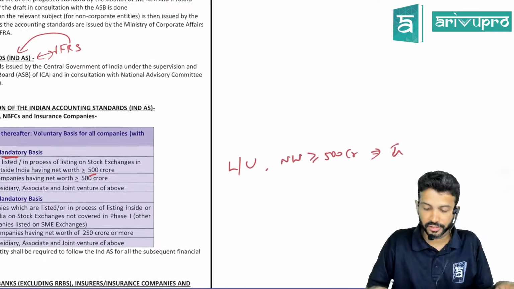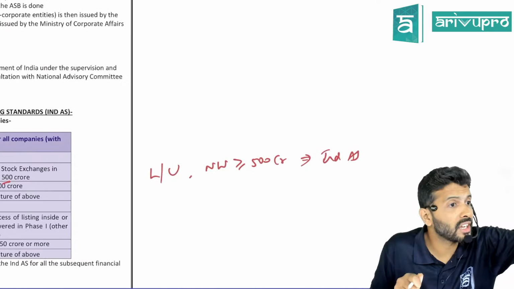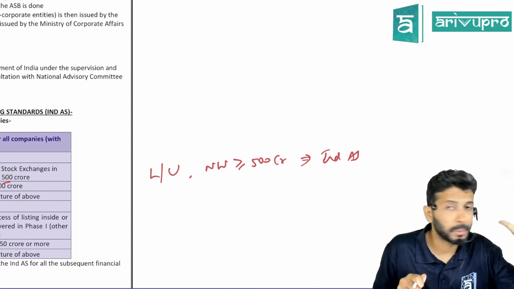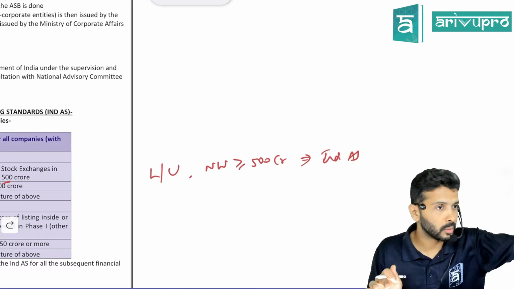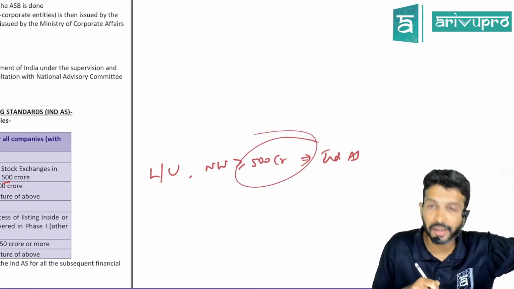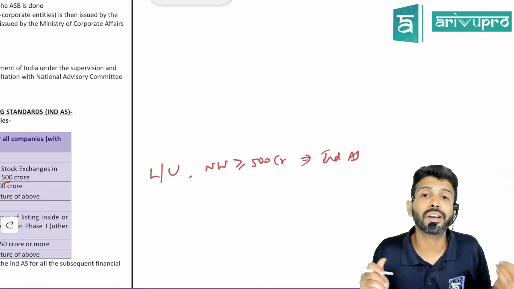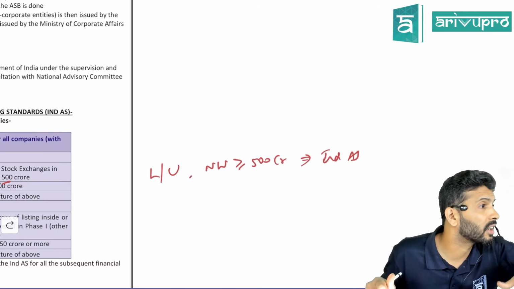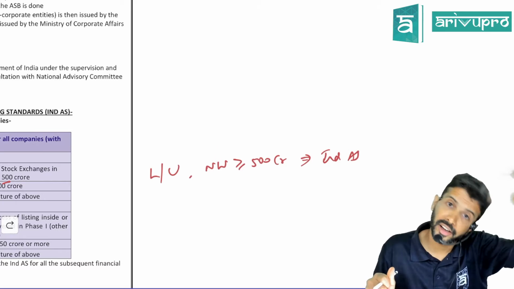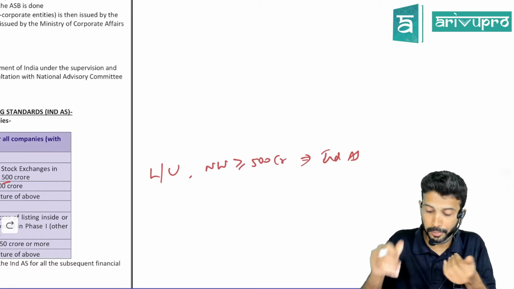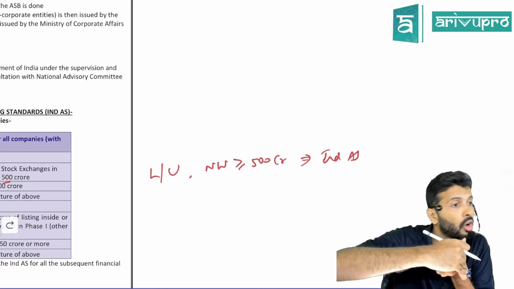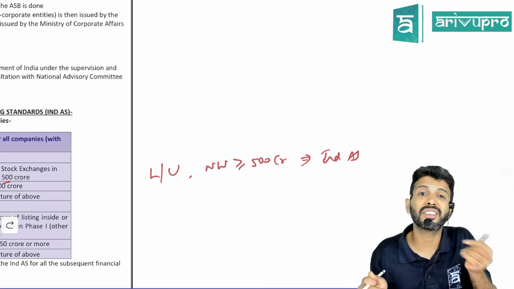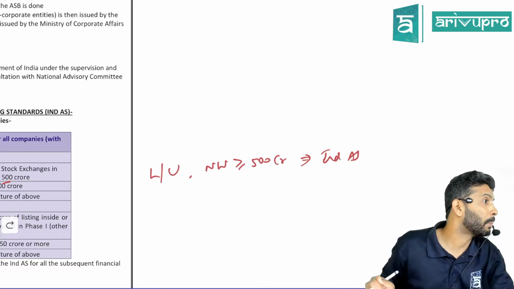You can list your equity shares, or for that matter, you can list your debentures. If any of your instruments is listed, automatically Ind AS will be applicable if your net worth is 500 crores or more. And it's not necessary that you have to list only in India. If you have listed outside India, that is also acceptable. So when we talk about listing, it means listing of equity shares or debentures, and that listing can happen in India or abroad.